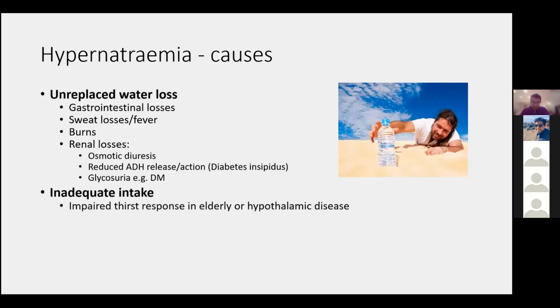Inadequate intake is something to consider, especially in patients who are elderly or if they have hypothalamic disease, because they may lose their thirst control. Rarely it can be due to excess true sodium, so iatrogenic or Conn syndrome. But an important thing to remember with hypernatremia is it's usually a fluid problem rather than a sodium problem.